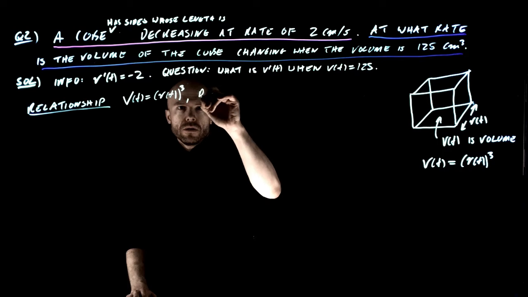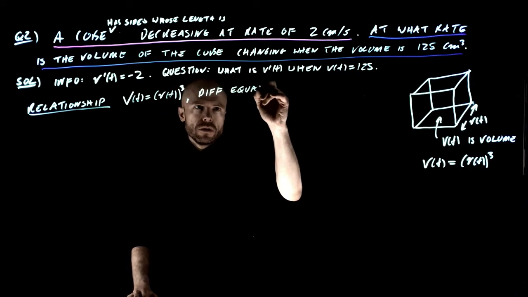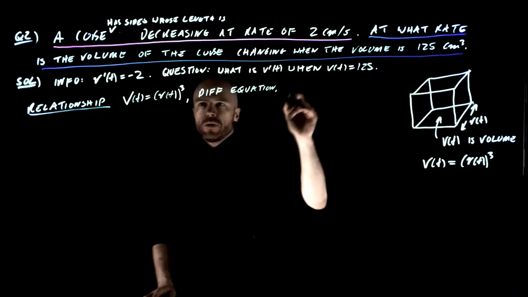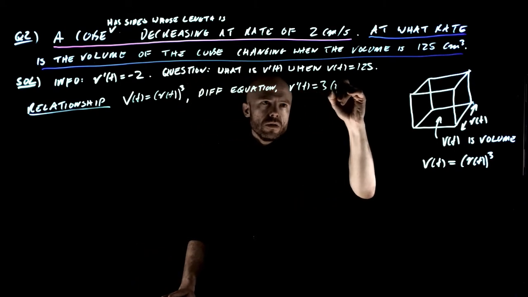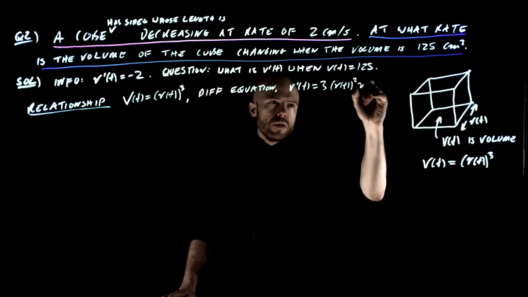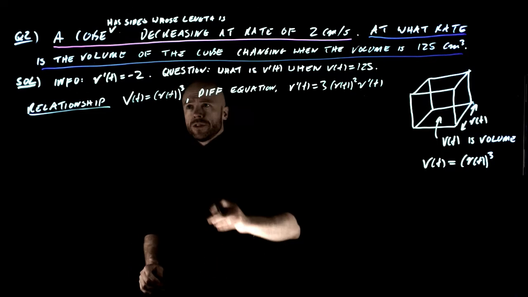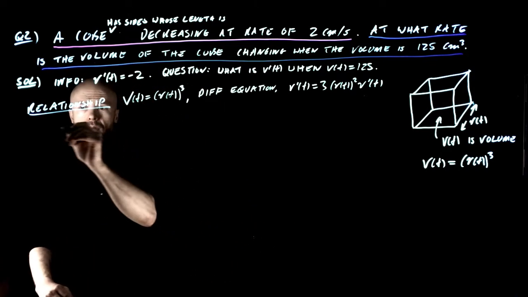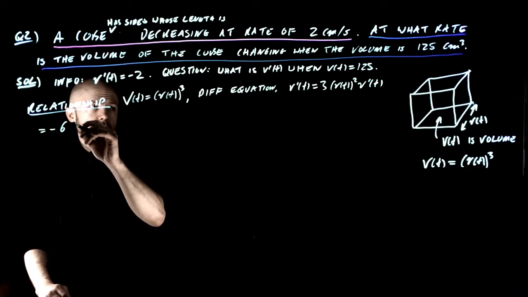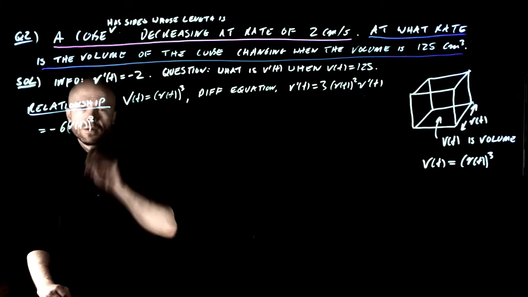So if the equation, and we're going to get v prime of t equals 3 r of t squared r prime of t. And we can start to put in information. So we know that r prime is always equal to minus 2 every time. So it's going to be minus 6 r of t squared. Yep.